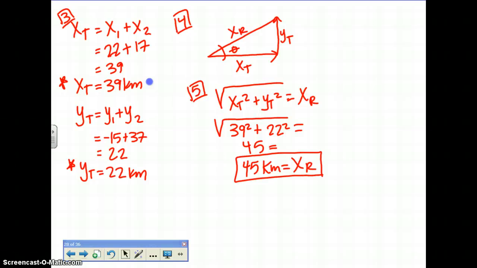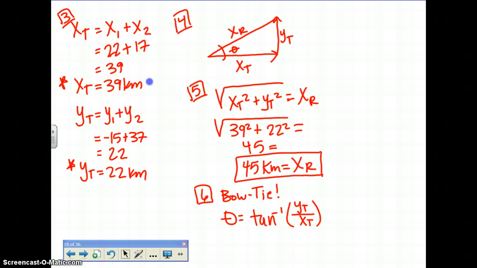Okay, let's solve for theta now. Okay, assessing your new triangle, your number 4 triangle. Is this an hourglass or a bow tie? Okay, so this last step here, determine if it's an hourglass or a bow tie, and this one is a bow tie triangle. So with that in mind, that means that the inverse tan is going to be y total, opposite, over x total, adjacent. Therefore, we have the inverse tan of 22 divided by 39.